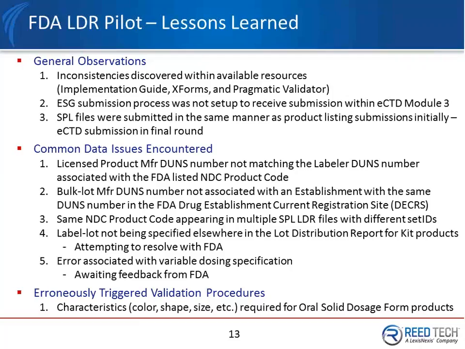We had some issues with the same NDC product code appearing in multiple SPL lot distribution reports with different set IDs. So there is that history and life cycle management requirement that's, again, similar to the SPL product listing. That's also true for your lot distribution reports. So once you go to SPL, you're taking some of these new requirements with you that you have to be aware of when migrating into electronic format.